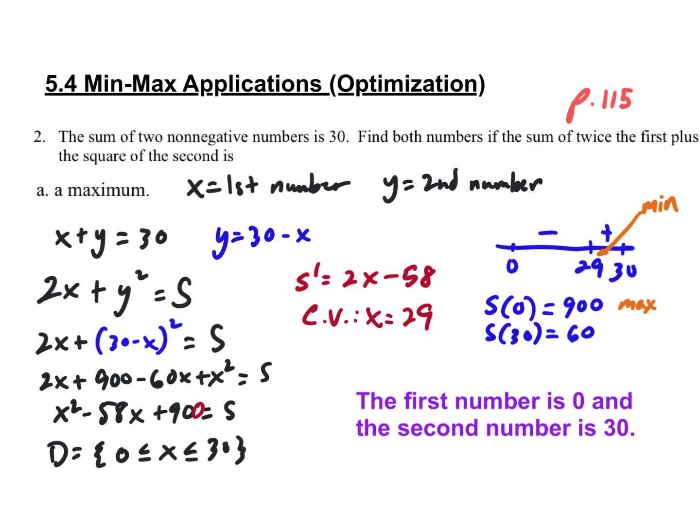In this particular problem, the way that you get a maximum result in the conditions that they give us is one of them is 0 and one of them is 30, okay? Now, the thing that's nice about part B, finding the minimum, is we already did that. We already found it right here, okay? The minimum occurs when x equals 29, which means what's the other number? 1, because they have to add up to 30, okay?